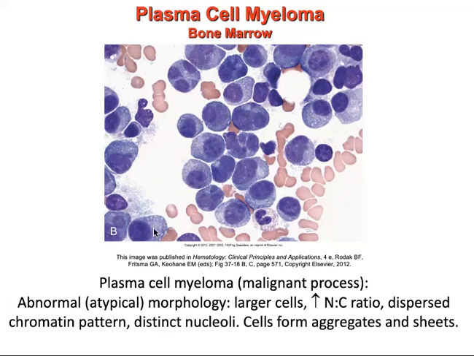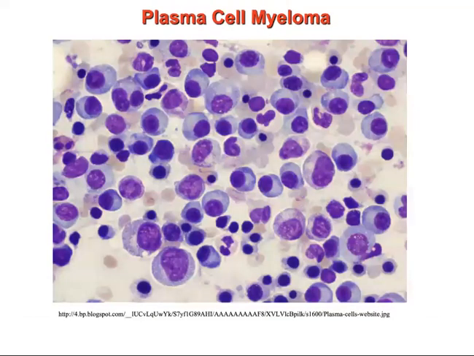So lots of plasma cells, eccentric nucleus, perinuclear halo, basophilic cytoplasm. This is a typical plasma cell. Again, more pictures of plasma cell myeloma: big cells, eccentric nucleus, perinuclear halo, basophilic cytoplasm. Not all of them are plasma cells, but there are a lot of plasma cells in here.